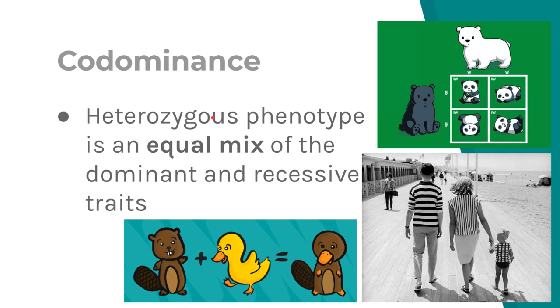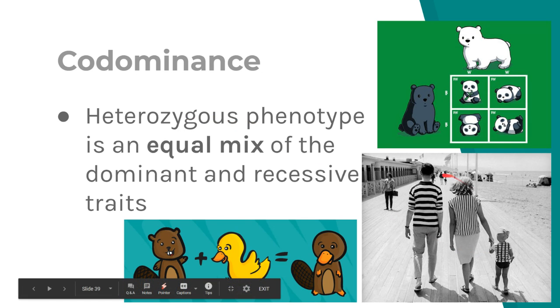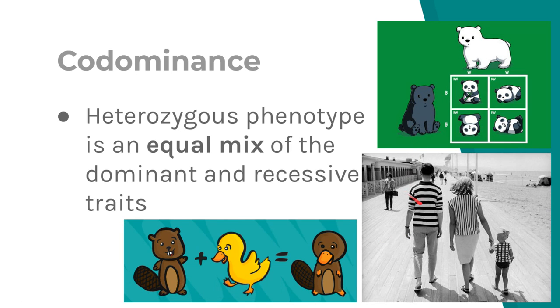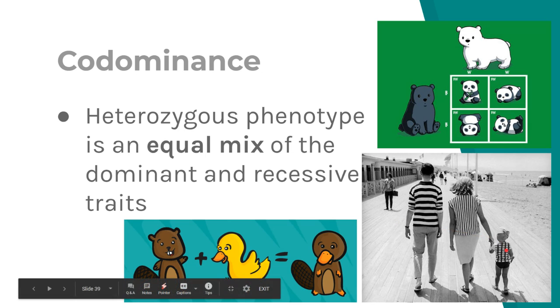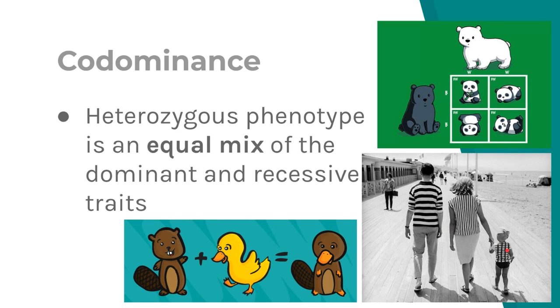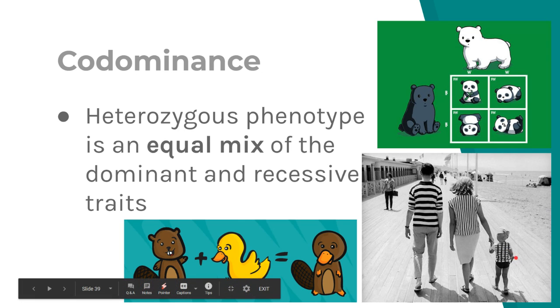So, for instance, these are all metaphorical. This is not how life actually works. It'd be cool if it did, but it's not. If we have a dad with a horizontally striped shirt and a mom with a vertically striped shirt, and we were to get a kid that is heterozygous, the heterozygous phenotype would be both vertically and horizontally striped.